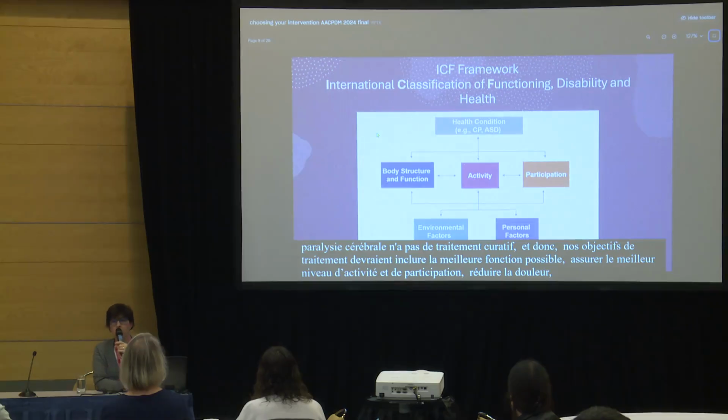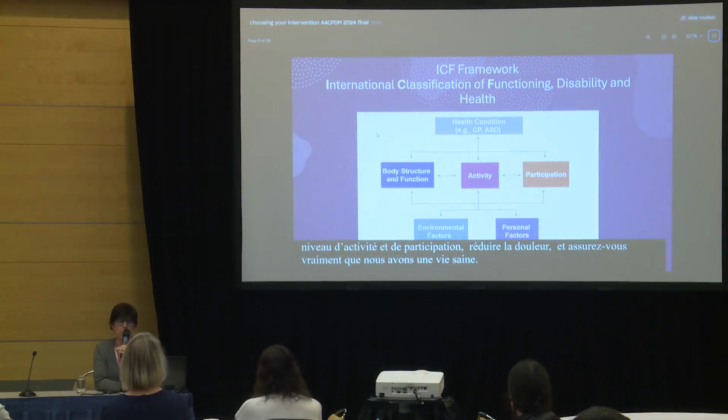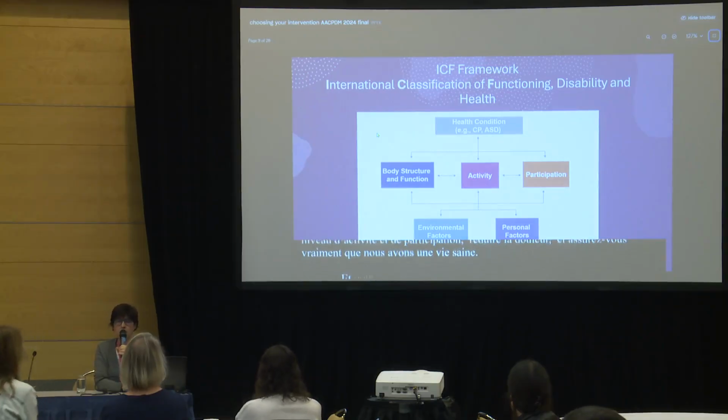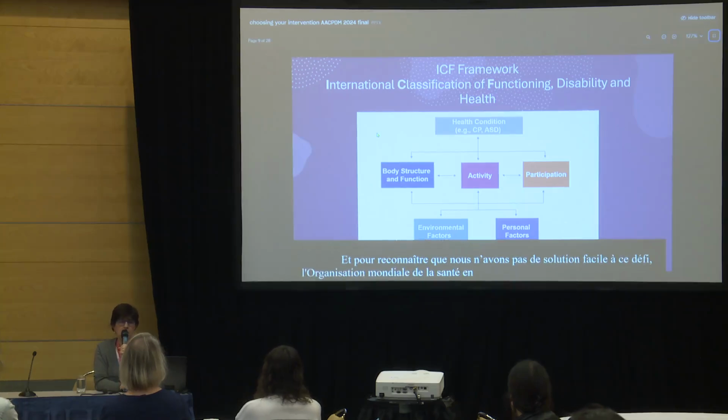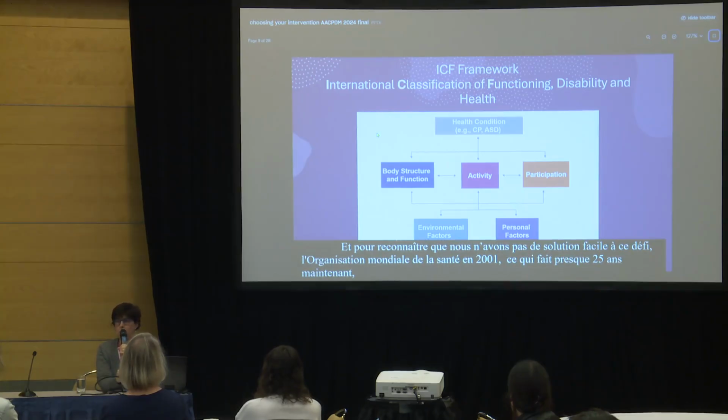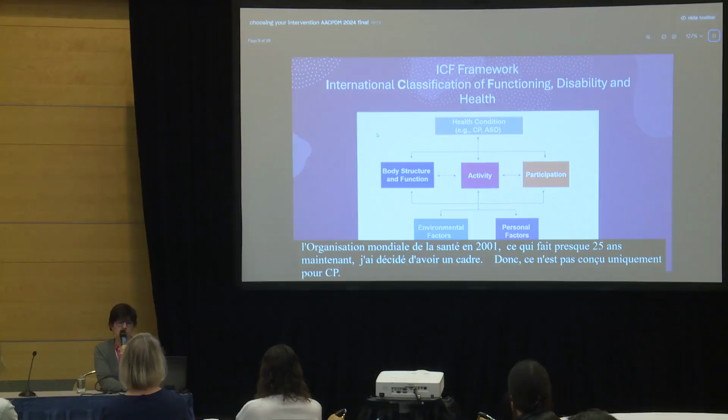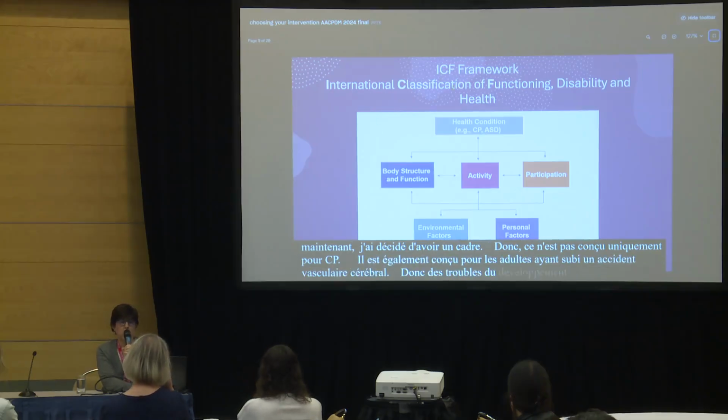And to acknowledge that challenge that we don't have an easy cure, the World Health Organization in 2001, which is almost now 25 years ago, decided to have a framework. So this is not a design just for CP, it's designed also for adults that had a stroke, so for neurodevelopmental disabilities in the broader sense. So ICF stands for International Classification of Functioning, Disability and Health.